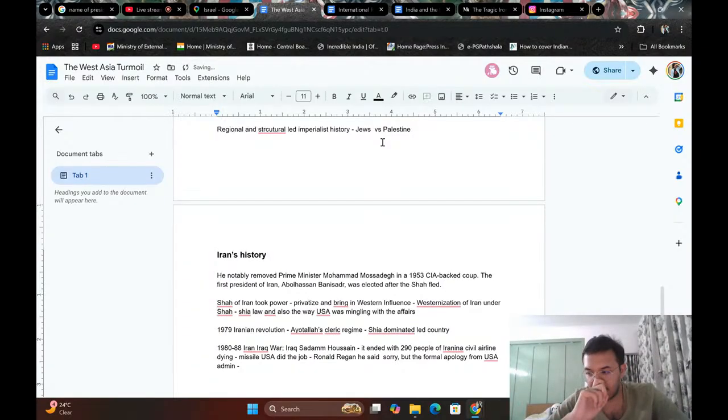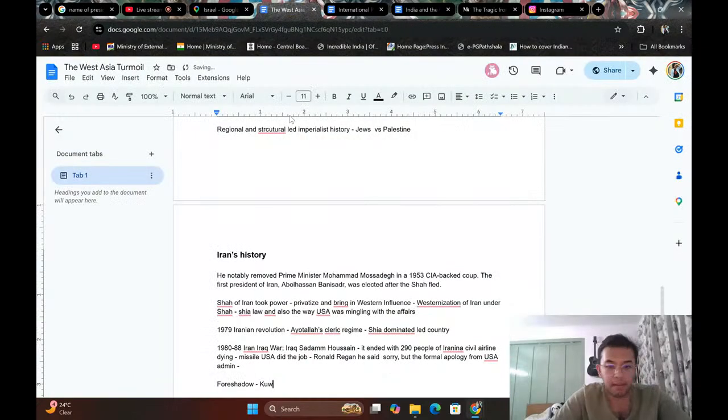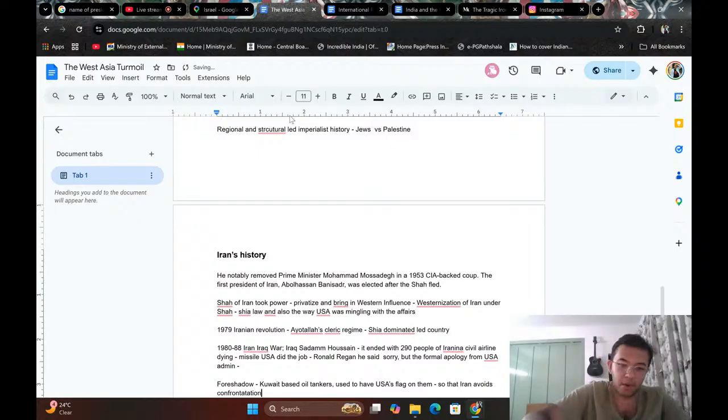One more key element, I think we can just give a foreshadow here. At that time when the Persian Gulf and the Strait of Hormuz was being stopped by the Iranians, the Kuwait-based oil tankers used to have USA's flag on them so that Iran does not bomb them. Iran avoids confrontation. So just keep this fact in mind because this is a foreshadow for the current issue.